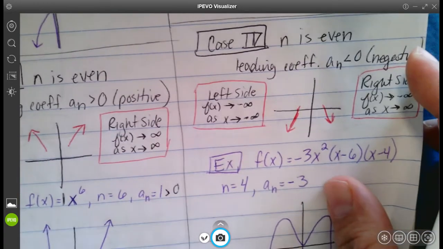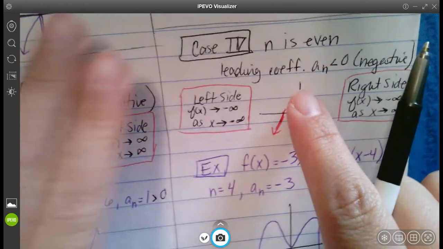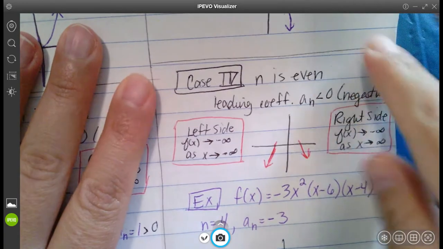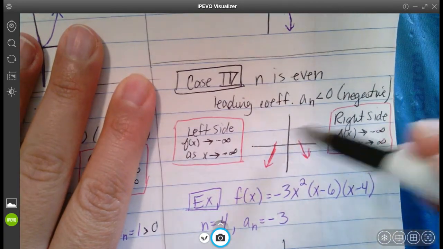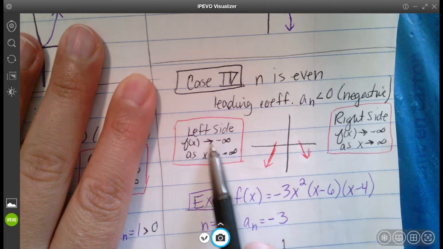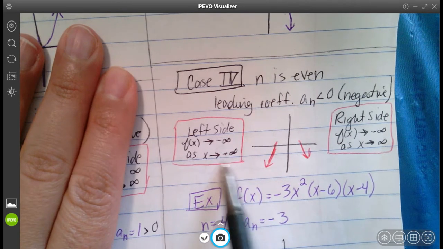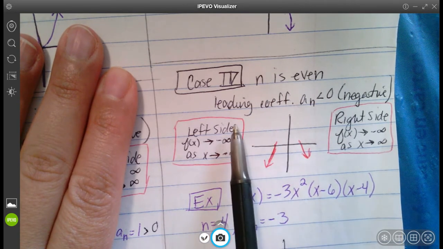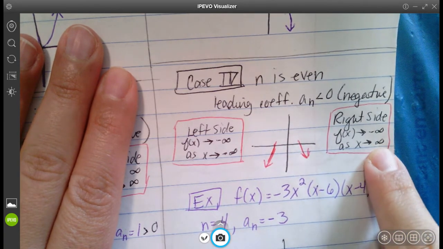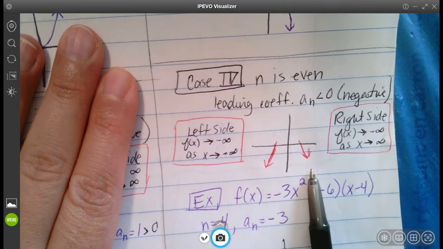Last case, n is even, but now the leading coefficient is negative. So all that happens is it flips. Instead of the arrows going up, now they're going down. On the left side, f of x is going to negative infinity, so it's going down forever, it's falling as x approaches negative infinity. So as we go this way, it's going down. Same thing on the right side, except that now we're going to positive infinity for x. So we're moving the pen to the right side. The graph is still going down.